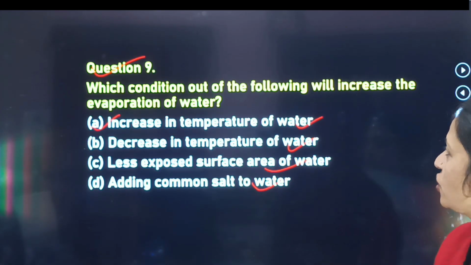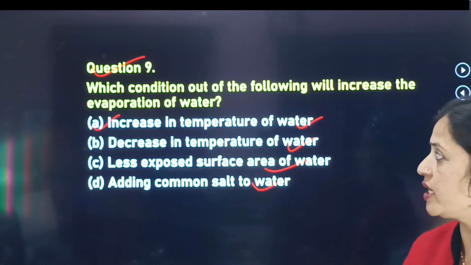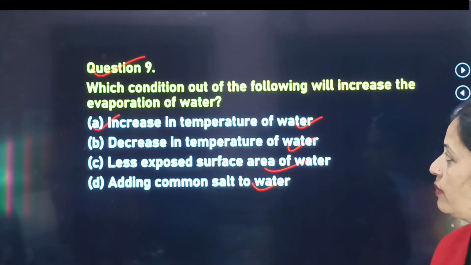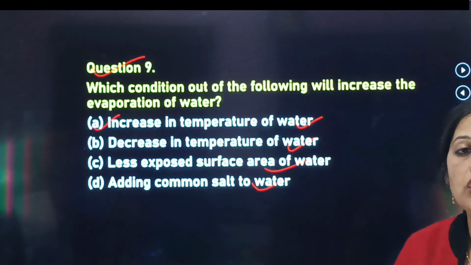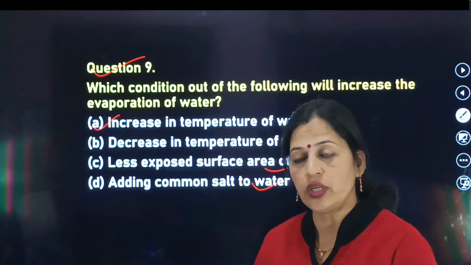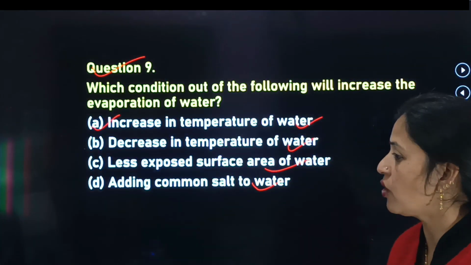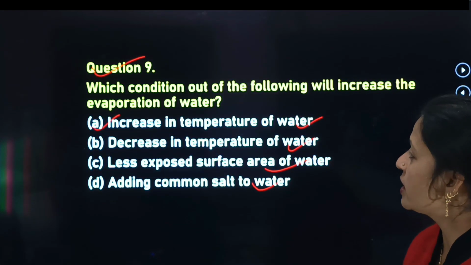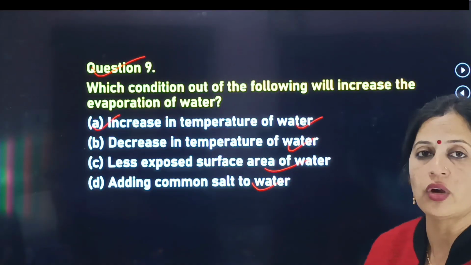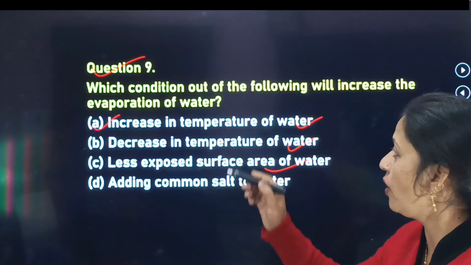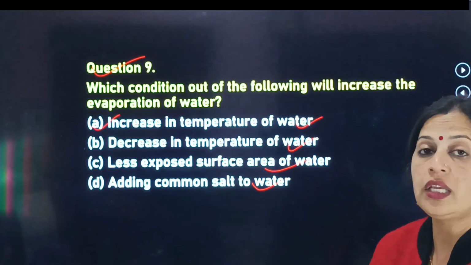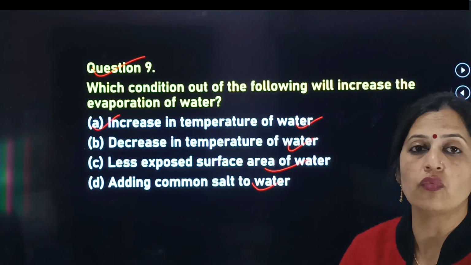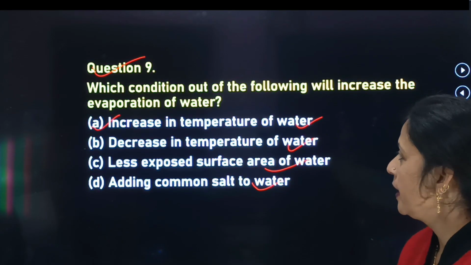So out of these conditions, which one of the following increase the evaporation of water? इनमें से कौन सी ऐसी conditions हैं जो evaporation of water को increase करती हैं? तो आपके पास 4 options दी गई हैं, उनमें से आपको सही condition find out करनी है regarding the evaporation of water, जो condition evaporation of water को increase करती है.